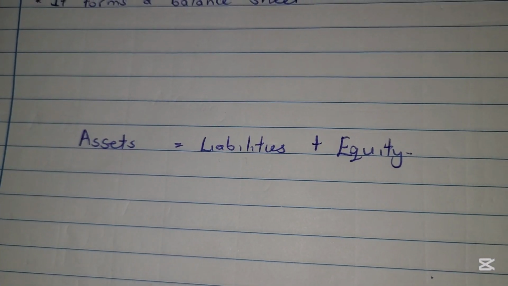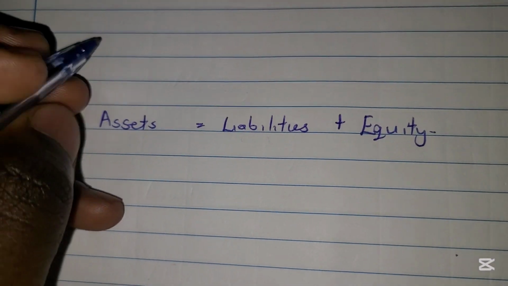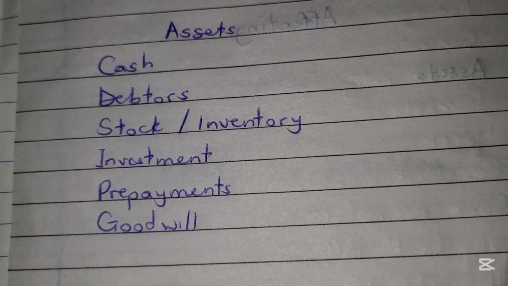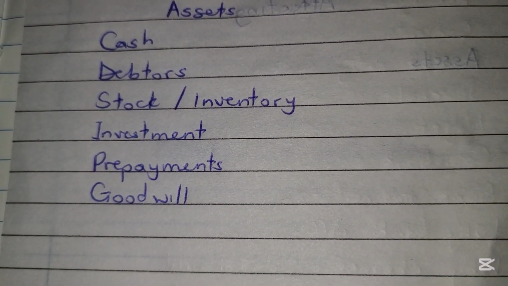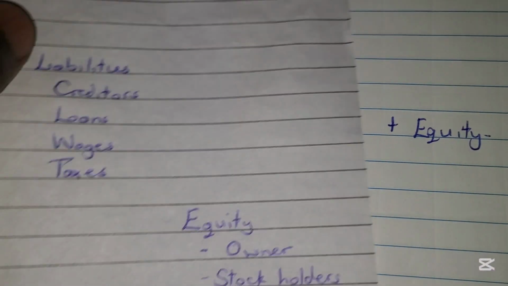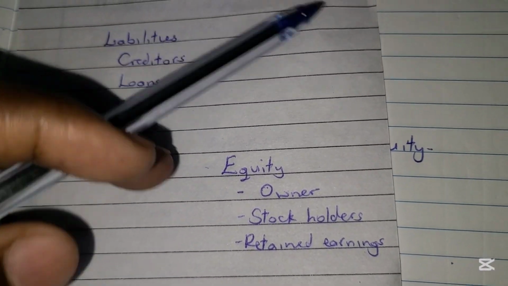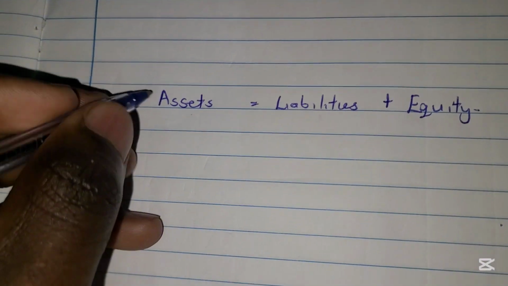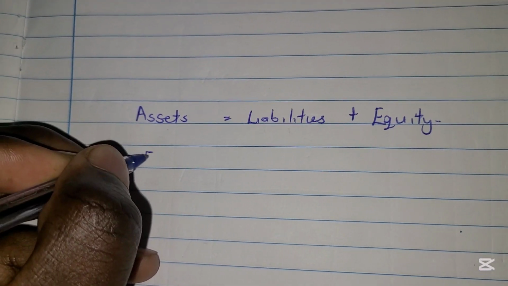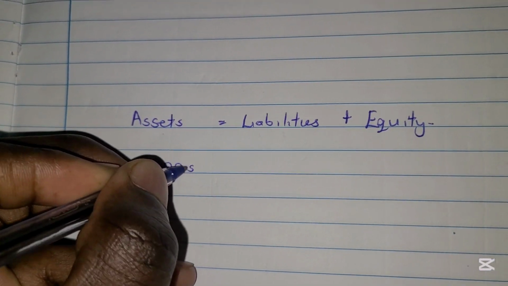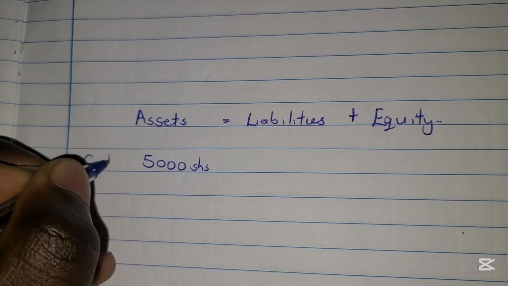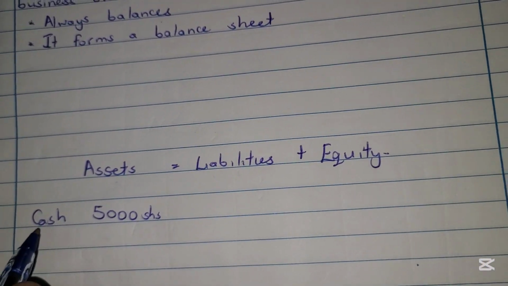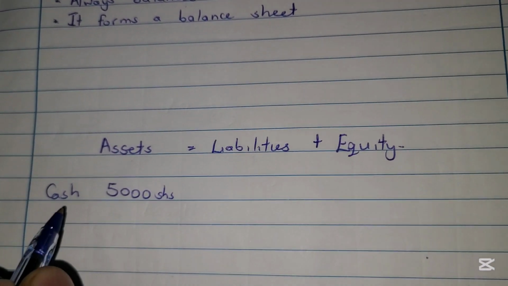Now, what the accounting equation is all about: the side of the assets, where we have cash, debtors, stock, investments, and prepayments, should be equal to the liabilities combined with the equity. They should balance. An example is when you have cash of 5,000 shillings, and this cash is the money you start with for the business.